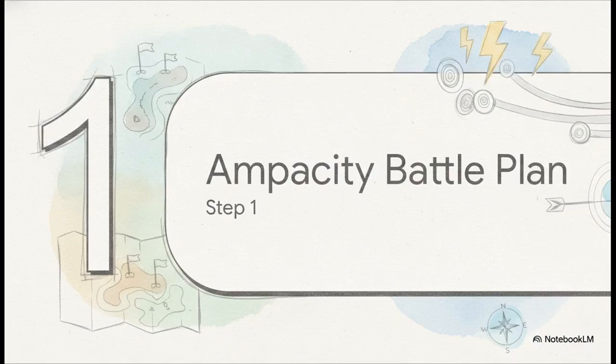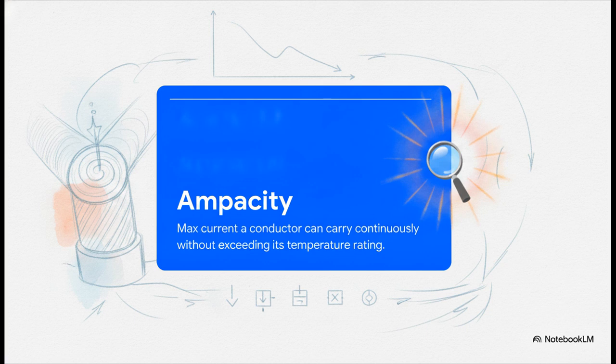Starting off with Section 1, the Ampacity battle plan. Before we even think about crunching numbers, establishing a clear, repeatable battle plan is the absolute secret to conquering Articles 210, 215, and 310. We need to define our baseline metric so we're all on the exact same page. The NEC defines ampacity as the maximum current, in amps, that a conductor can carry continuously under the conditions of use without exceeding its temperature rating.